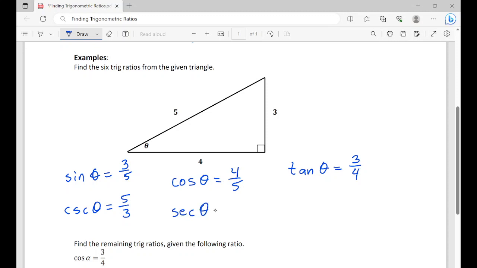Next we have secant, and secant is just the reciprocal of cosine, so it's going to be 5/4. And then last we have cotangent, which is just the reciprocal of tangent, so 4/3. And there are all 6 trig ratios from this triangle.